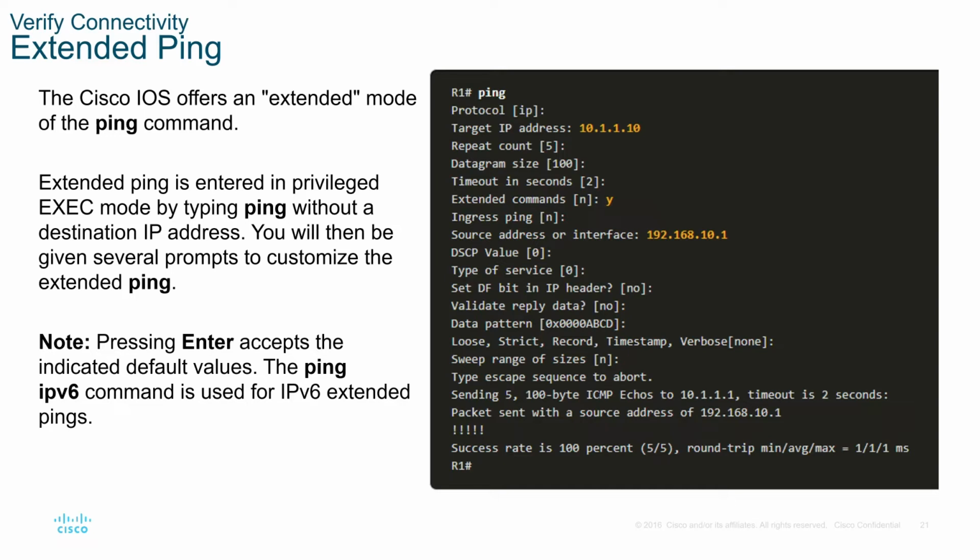Remember, when you do a ping, it will use the address of the interface closest to the destination. This may not tell you if one of your internal networks could actually reach the destination. We could also set the DSCP value, the type of service, a DF bit. We could validate the reply. We can put in a particular data pattern. We could also do a sweep range of sizes in case you think that there is a bottleneck somewhere in the path.